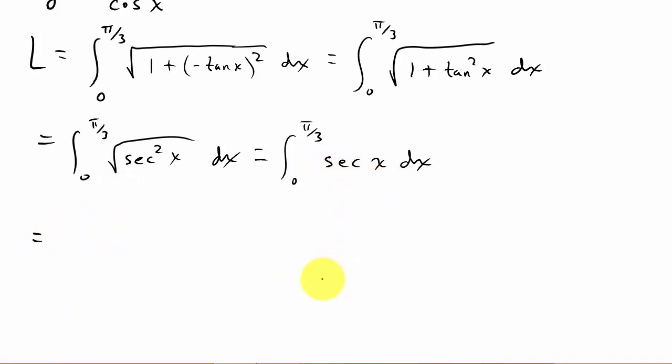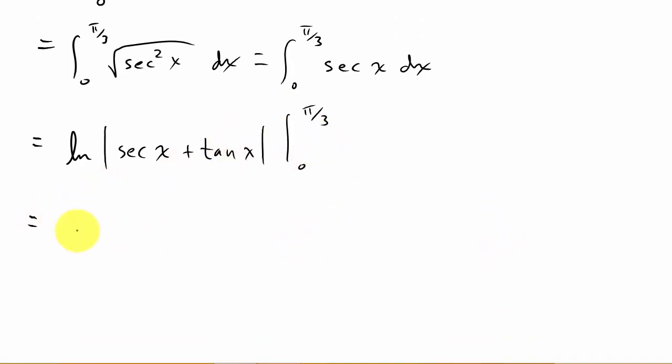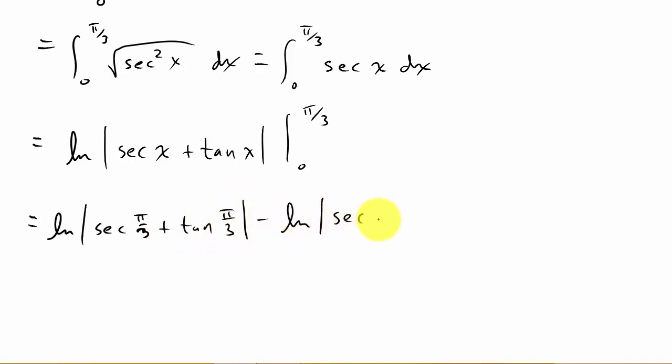And what's the antiderivative of secant x? Well, remember, that's one of your formulas. That's natural log, absolute value, secant x plus tangent x, and that's from 0 to pi over 3. So now we evaluate this. Well, that's natural log of secant pi over 3 plus tangent pi over 3, minus natural log of secant of 0 plus tangent of 0.